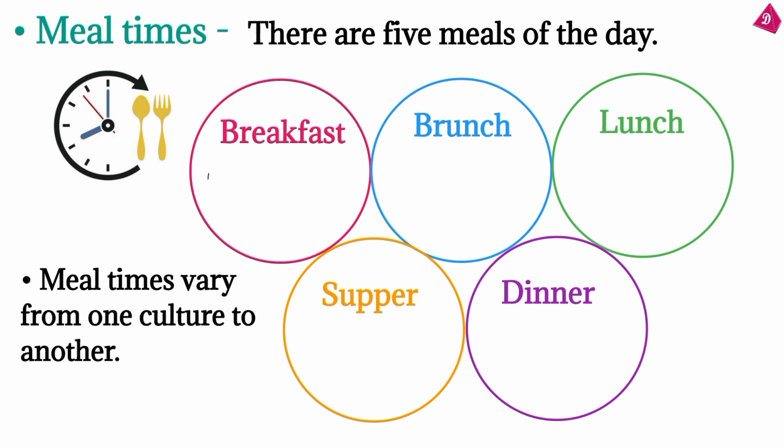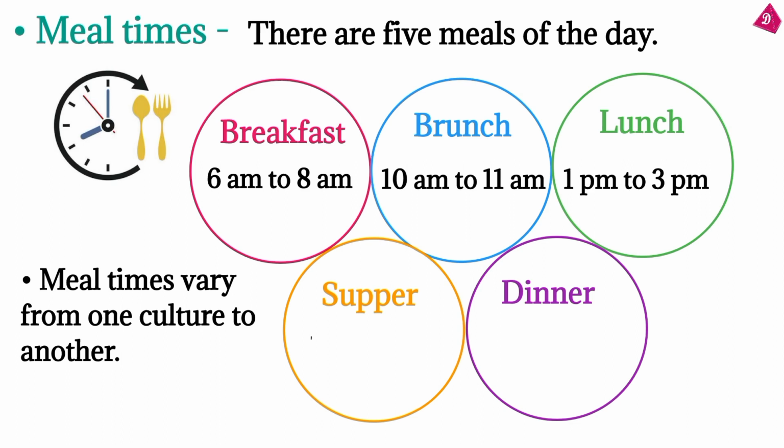In our country, we have breakfast in between 6 a.m. to 8 a.m. Some people used to have brunch and some don't. Brunch is not the main meal, it is the meal between two main meals, breakfast and lunch. People in our country usually have brunch in between 10 a.m. to 11 a.m. Lunch is the second main meal which we used to eat between 1 p.m.